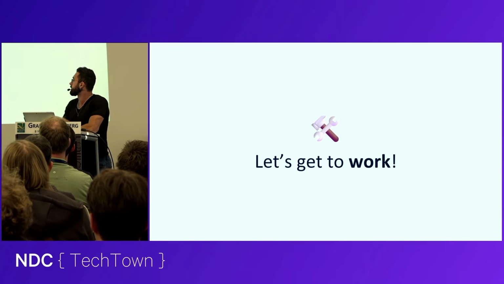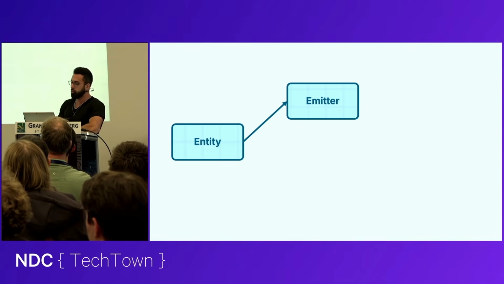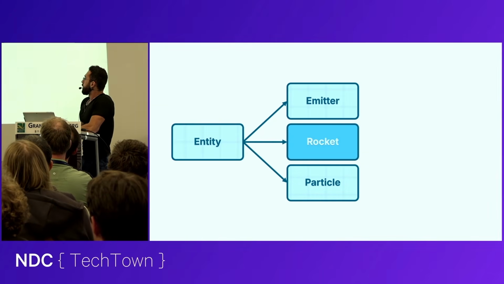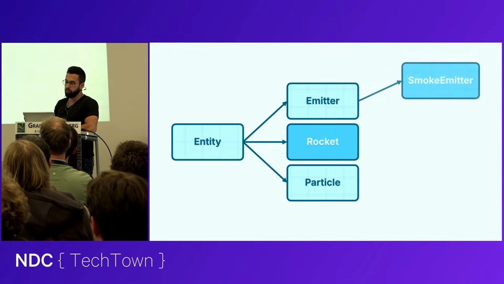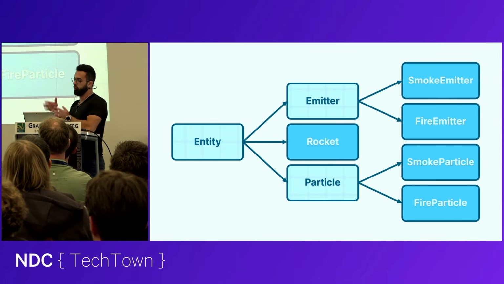So let's implement this. And I think where most people begin is OOP, right? You're going to start thinking about, okay, we have these different things. We have the rocket, the emitter, and the particle. So they're all entities. We can start from an entity base class, and then we can derive an emitter, a rocket, and a particle from it. And then you're going to think about, okay, we're going to have multiple particle types, multiple emitter types, so we're going to derive from those as well, and we're going to have smoke and fire, particle, and emitter. So this fulfills all our requirements.